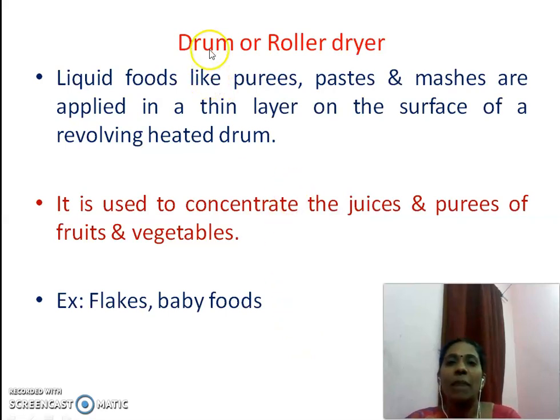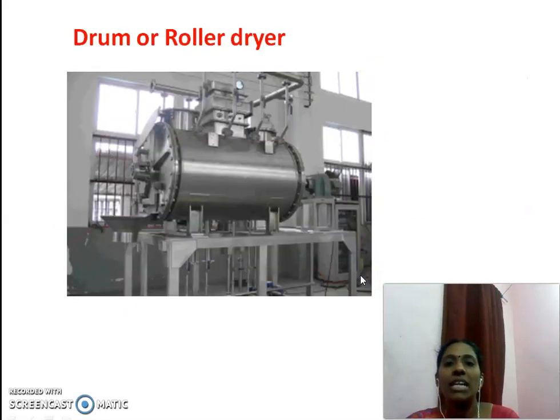Next one is the drum or roller dryer. Liquid foods like purees, pastes and mashes are applied in a thin layer on the surface of the revolving drum. It is used to concentrate the juices and purees of fruits and vegetables. Generally, all the juices and purees of fruits and vegetables can be applied over the drum. See, this is the drum or roller dryer.